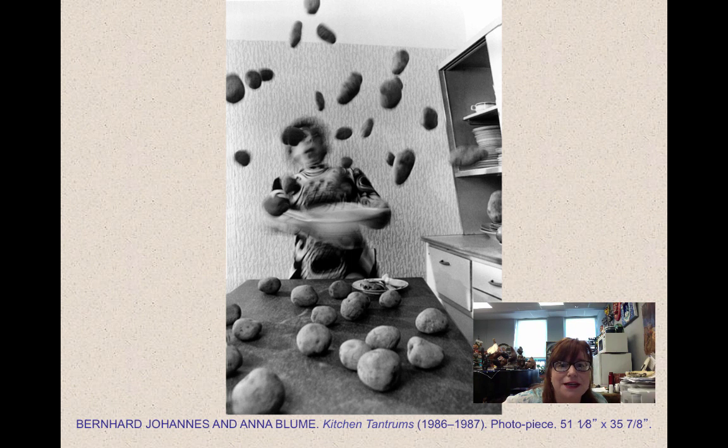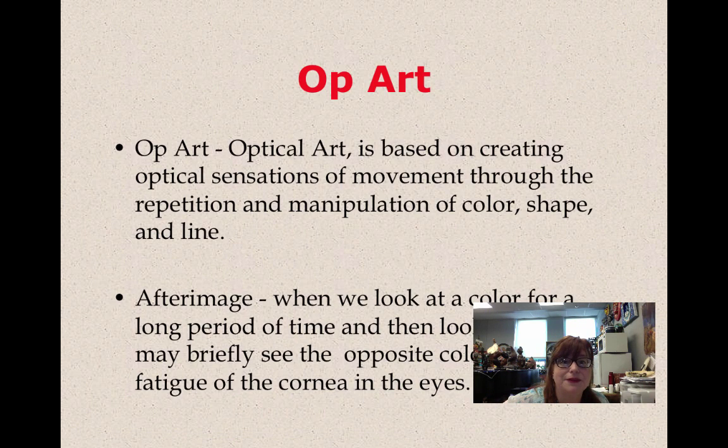And then here, Kitchen Tantrums, we have a woman tossing potatoes into the air. They're blurred, so is the thing that she's tossing them out of. And then op art is optical art. As I said, it's based on creating optical sensations of movement through the repetition and manipulation of color, shape, and line. And then an after image is when we look at a color for a long period and look away, you might briefly see the opposite color due to the fatigue of the cornea in your eyes.